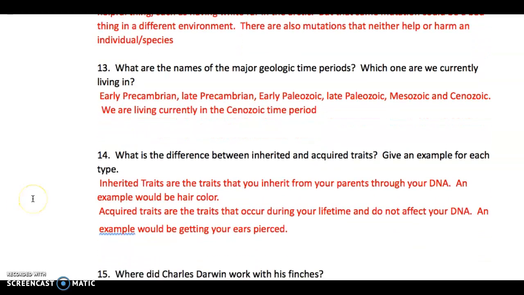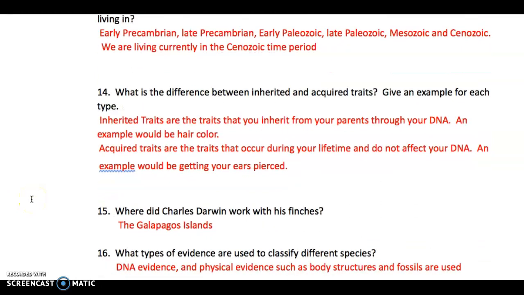Okay. Difference between inherited and acquired traits. Give an example for each type. This is also important, and I think some of you are getting this confused. Inherited traits you get from your parents. They are in your DNA. An example would be what color hair you have, what color eyes you have, your skin tone, your height. All of those things that we talked about in class, you get from your parents.